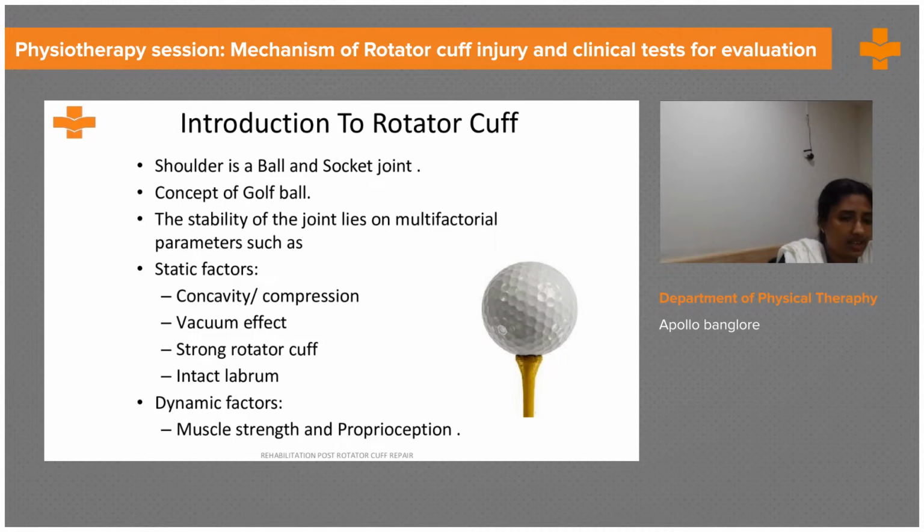The stability of the joint is compromised for its mobility, but still we have some factors, static and dynamic factors, which give the shoulder stability. The static factors are the concavity compression effect by the rotator cuff muscles, and the vacuum effect produced by the negative pressure because of the synovial membrane and the intact labrum. The dynamic factors are the muscle strength and the proprioception.